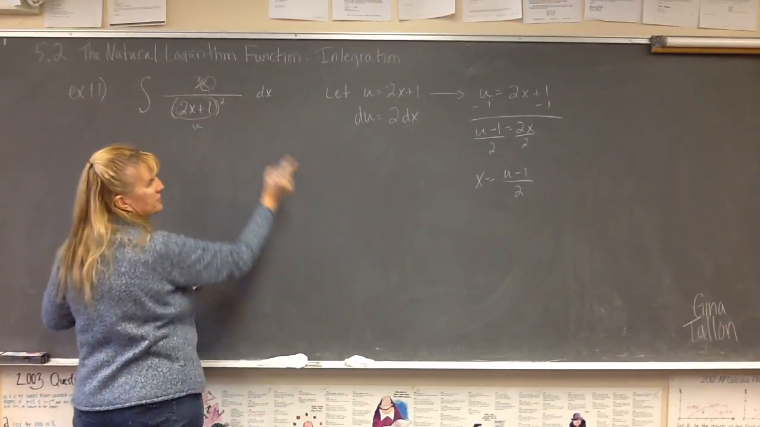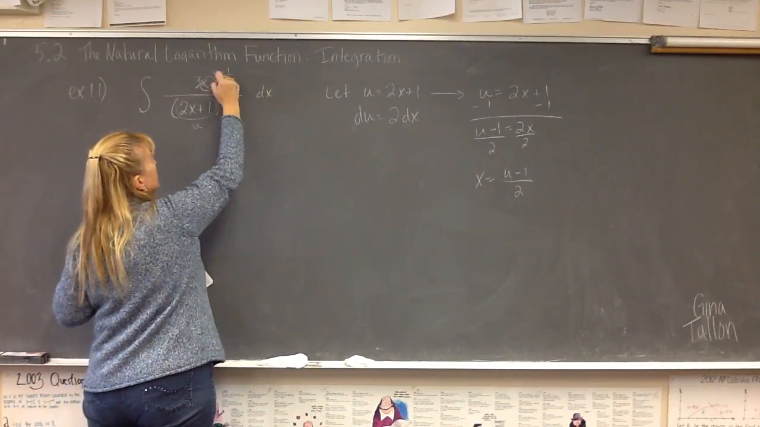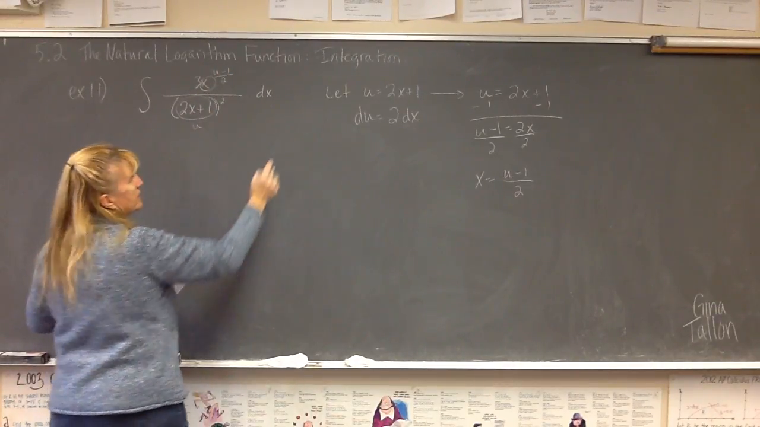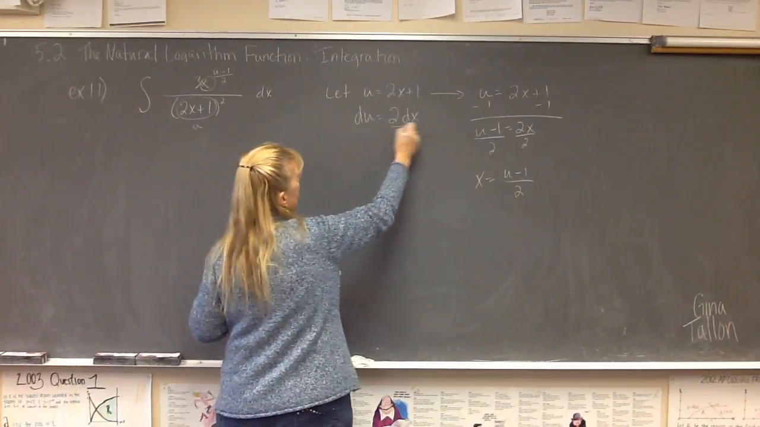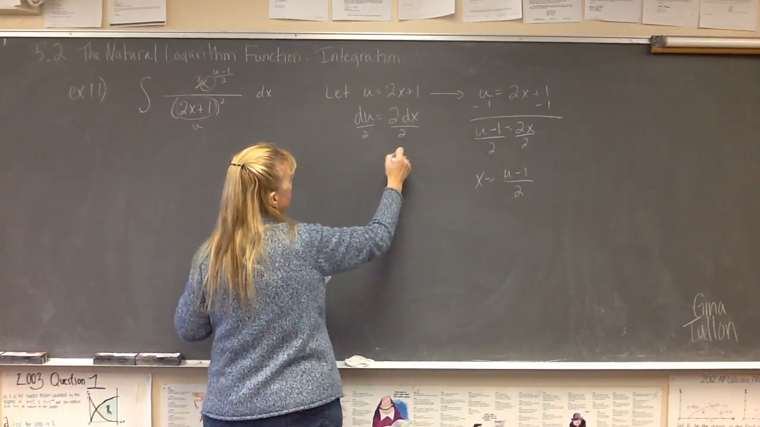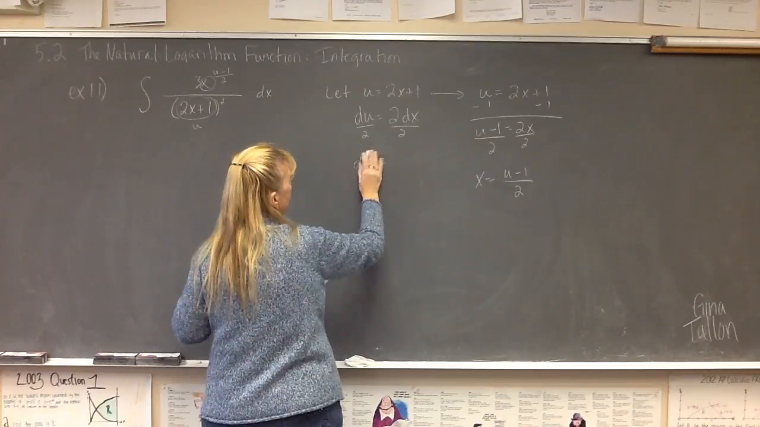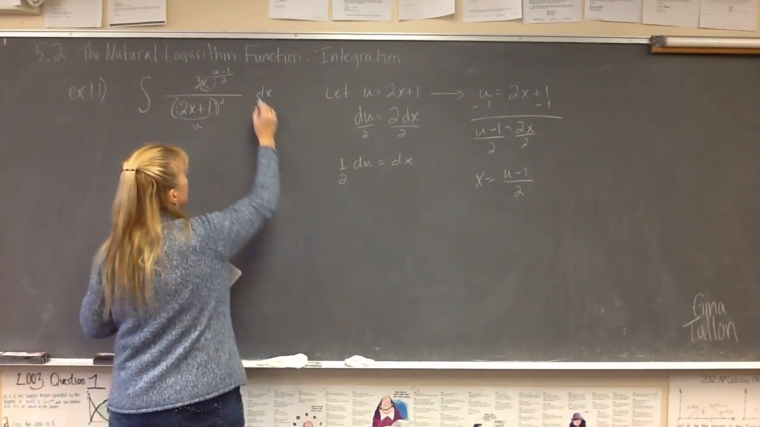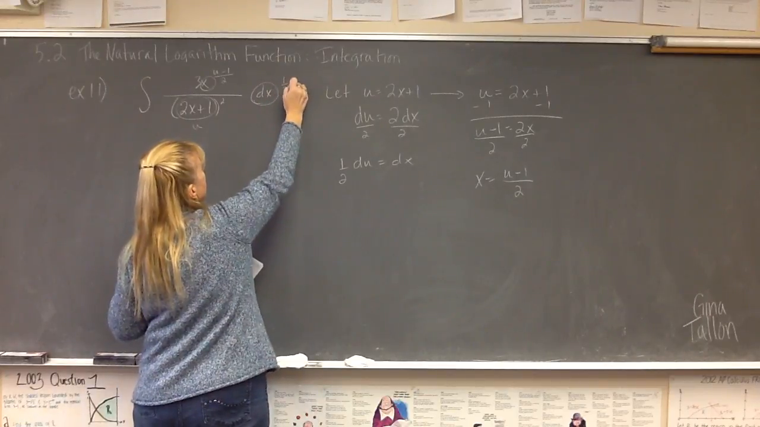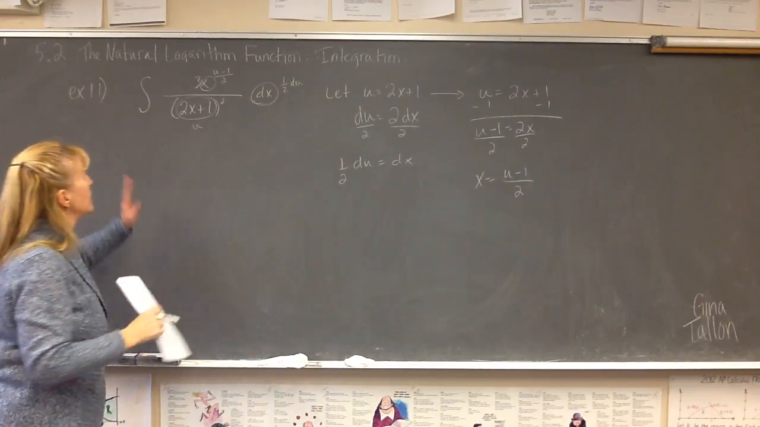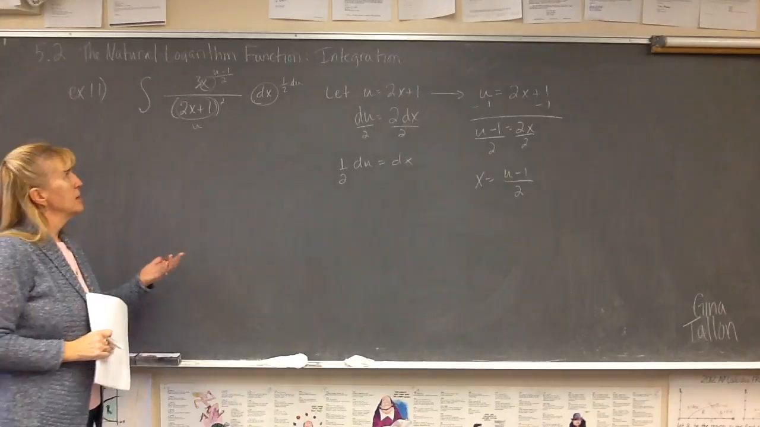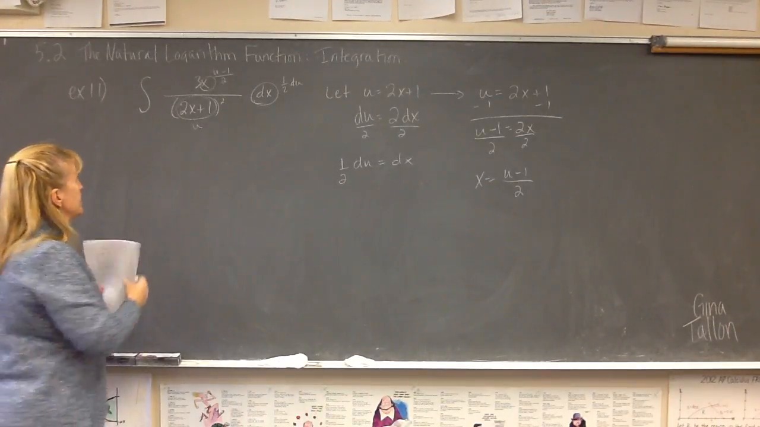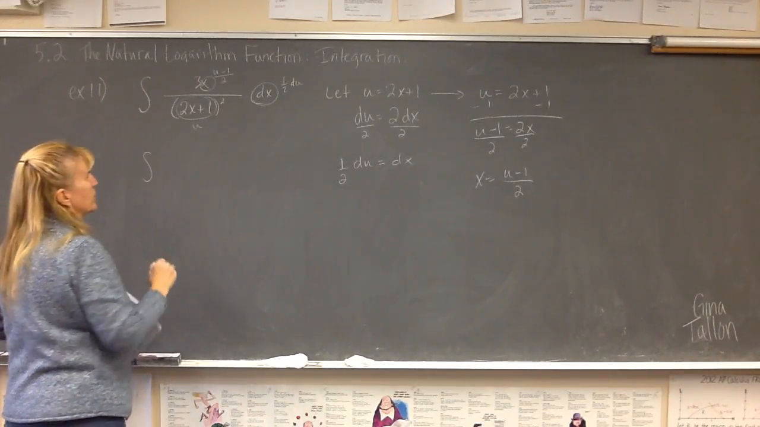X is, what is it? u minus 1 over 2. And then dx, I would have to divide by 2. So my dx would be, I'm going to say 1/2 du would equal dx, so I'm going to put 1/2 du here. And now everything is in terms of u's. So I'm going to try this. Let's see what I can get from this and if it'll bring me anywhere.